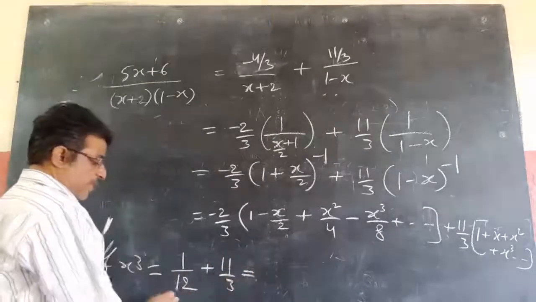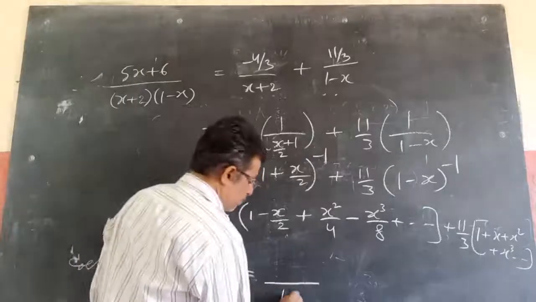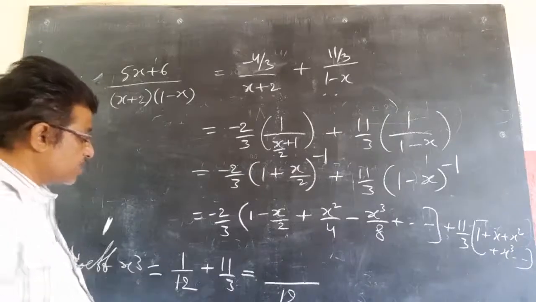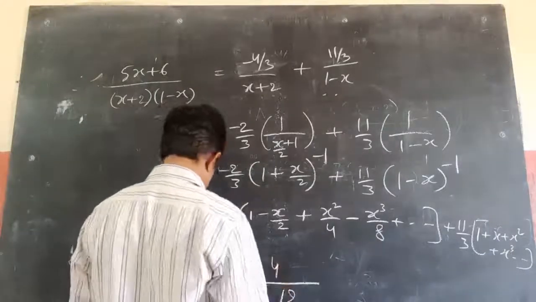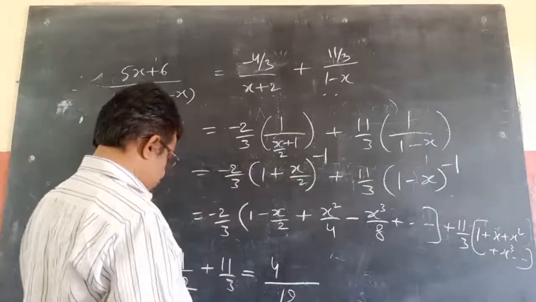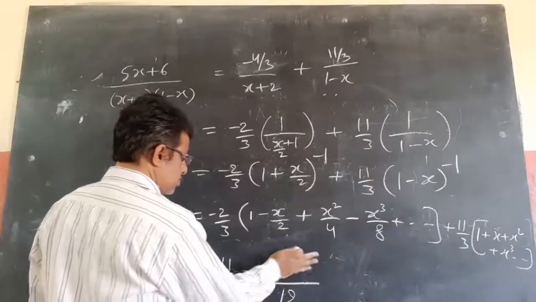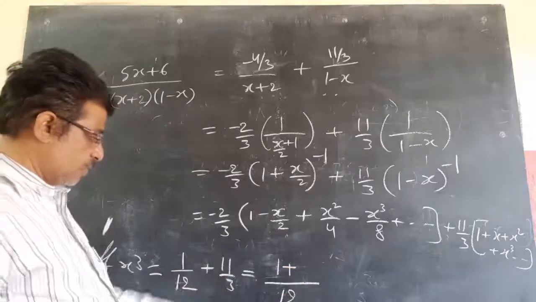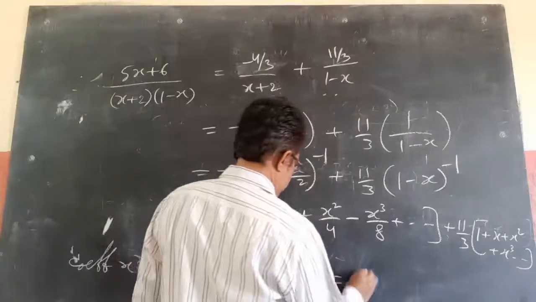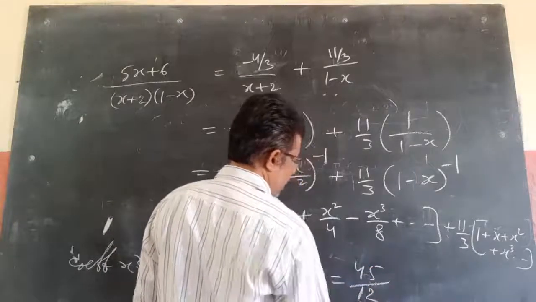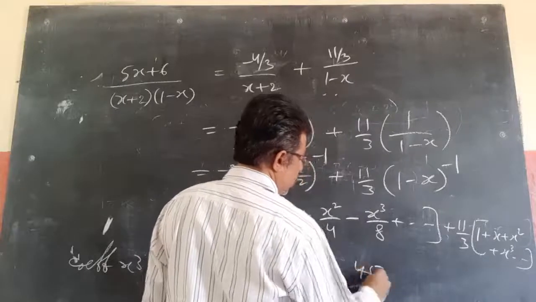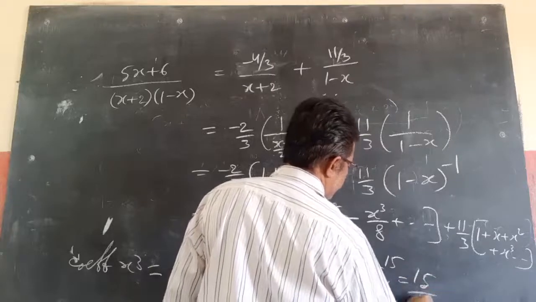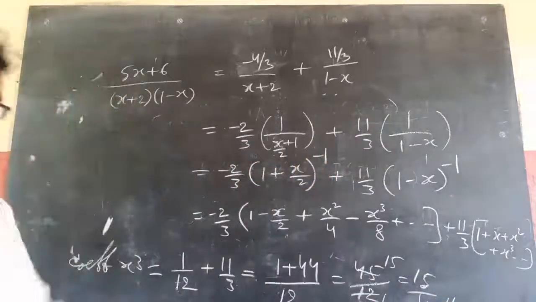Now the LCM of these two is 12. So I can take 12 as the LCM of the two. So this goes 4 times. So 1 plus 4 times 11, 11 into 4 is 44, so 45 by 12. Or I can further simplify it. 3 into 4 is 12, 3 into 15 is 45. So 15 by 4 is the coefficient of x cube in the given expression.